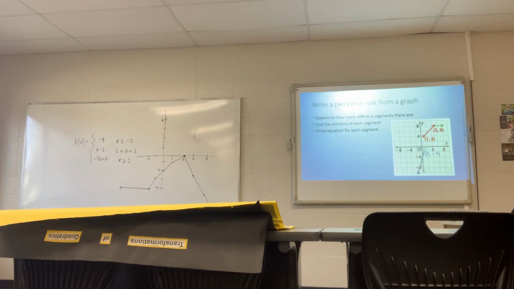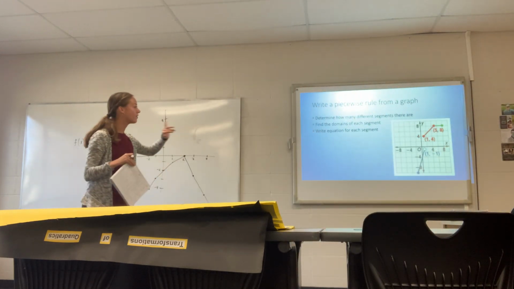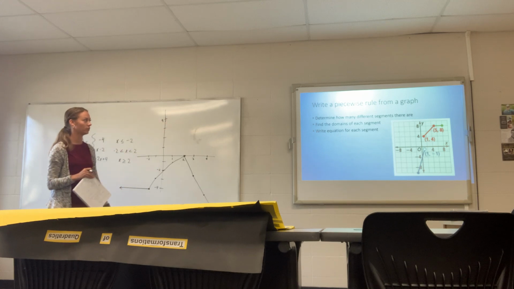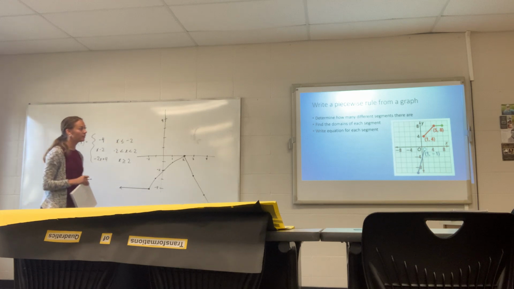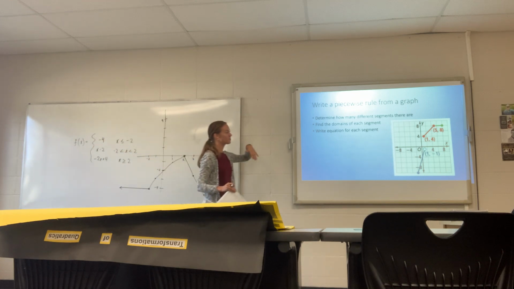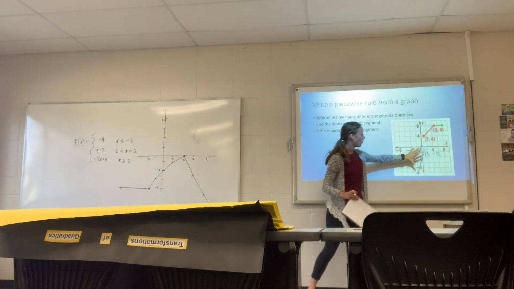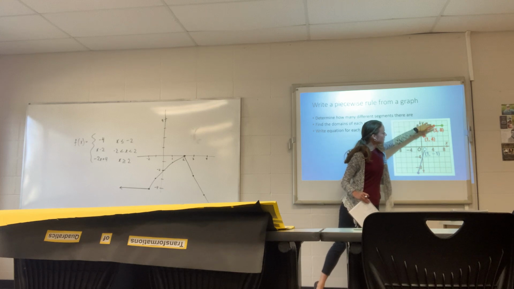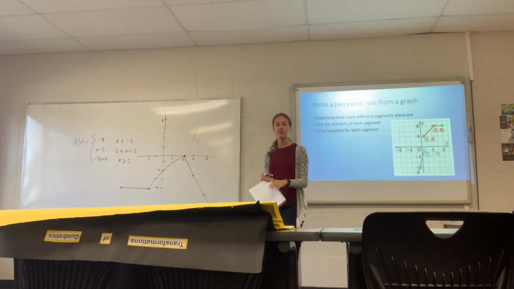Okay, so then let's go the opposite way. So this time I have a graph, and I'm trying to write the equation. Kind of just my steps for that: determine how many different segments there are. So in this graph I have one piece here, one piece here, and one piece here. So I have 3 different segments of my graph.